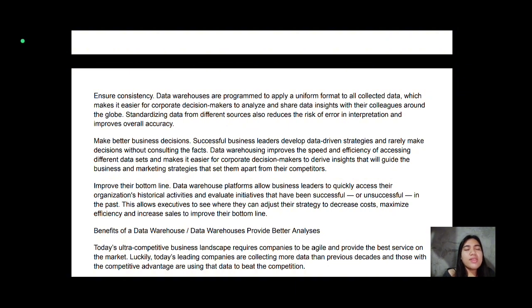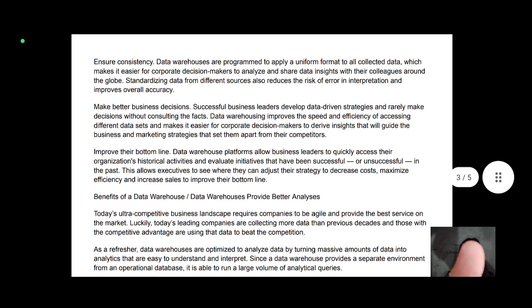Make better business decisions. Successful business leaders develop data-driven strategies and rarely make decisions without consulting the facts. Data warehousing improves the speed and efficiency of accessing different data sets and makes it easier for corporate decision makers to derive insights that will guide the business and marketing strategies that set them apart from their competitors.